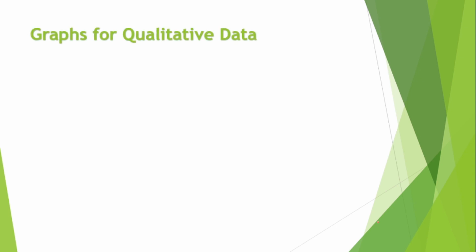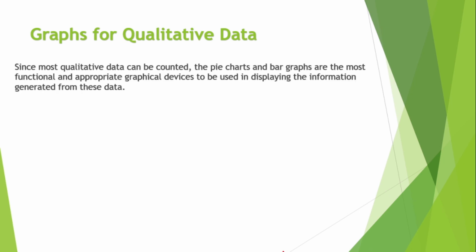And that is the graph for quantitative data. And how about the graph for qualitative data? Since most qualitative data can be counted, the pie charts and bar graphs are the most functional and appropriate graphical device to be used in displaying the information generated from this data. So, we have pie charts and bar graphs.